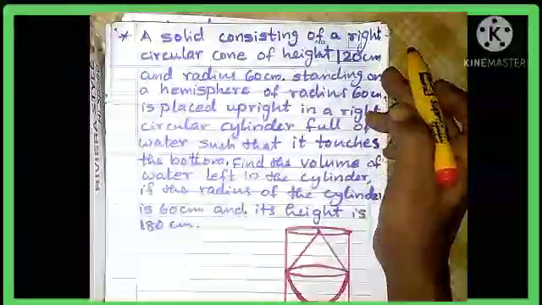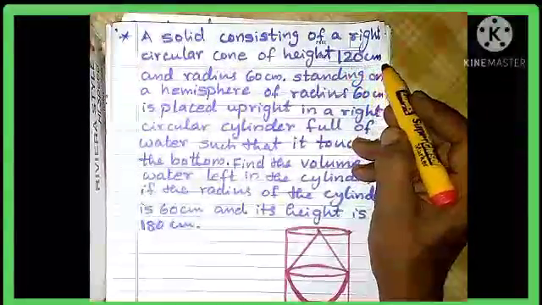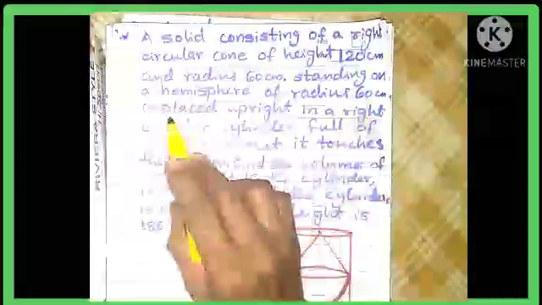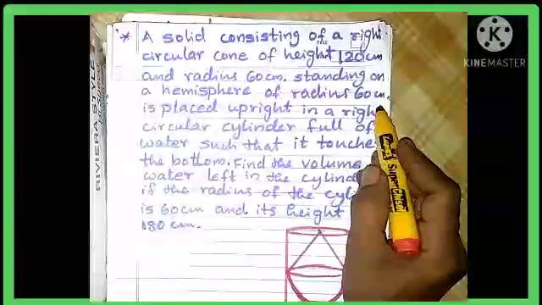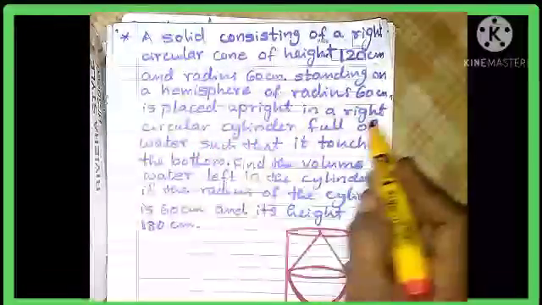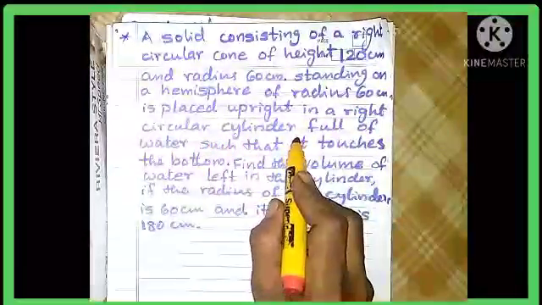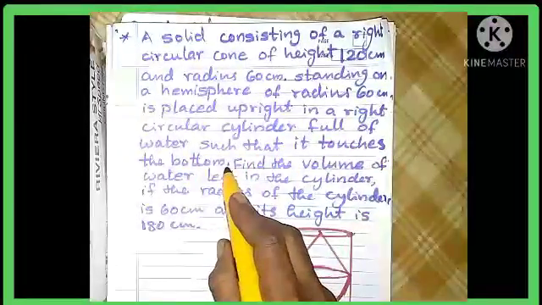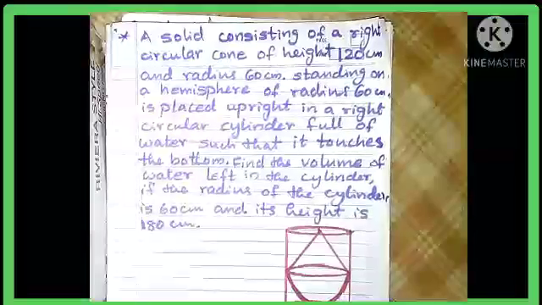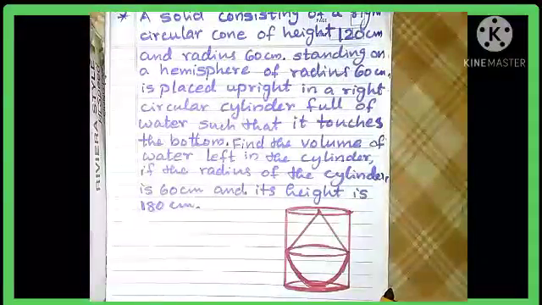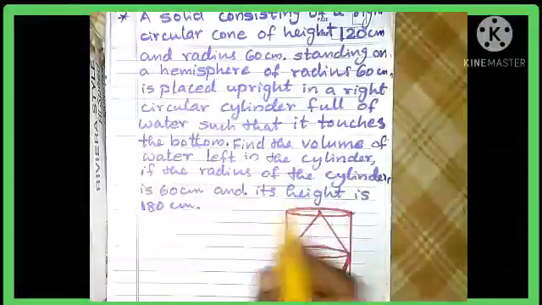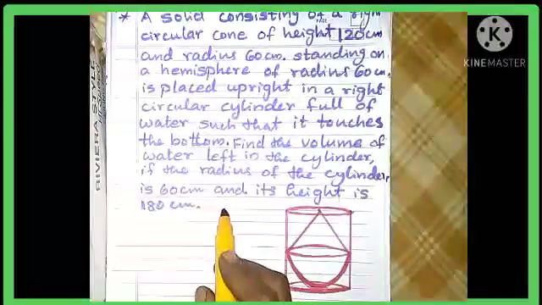Okay. Solid consisting of a right circular cone of height 120 centimeters and radius 60 centimeters standing on a hemisphere of radius 60 centimeters is placed upright in a right circular cylinder full of water such that it touches the bottom. Find the volume of water left in the cylinder if the radius of the cylinder is 60 centimeters and its height is 180 centimeters.